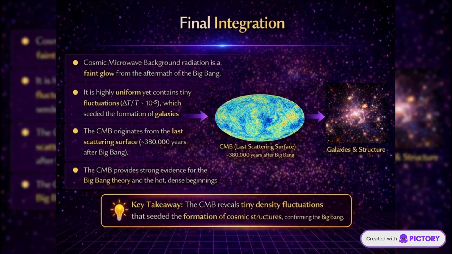The CMB is faint radiation from the early universe. It is highly uniform but contains tiny fluctuations. It originates from the last scattering surface about 380,000 years after the Big Bang. It provides strong evidence for the Big Bang and explains the origin of cosmic structures.